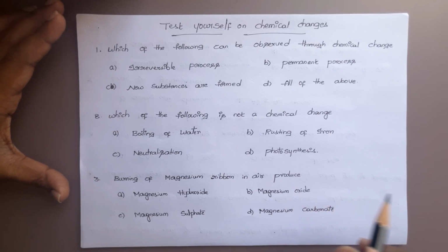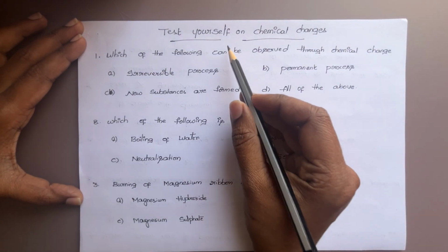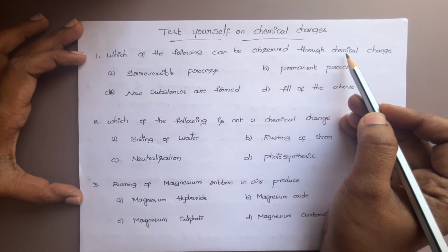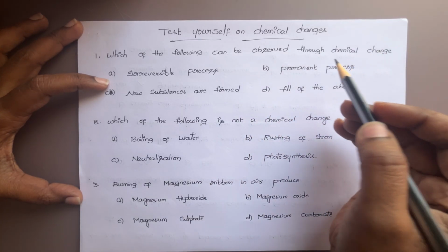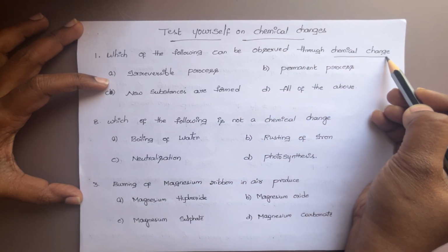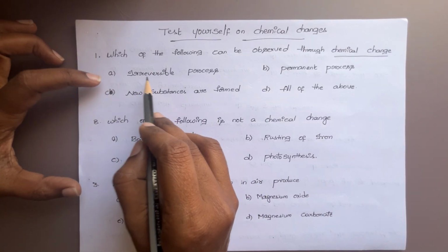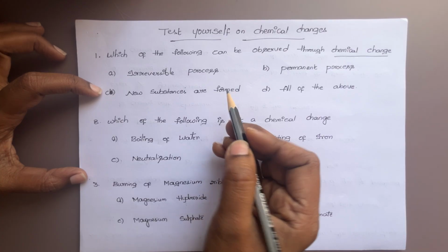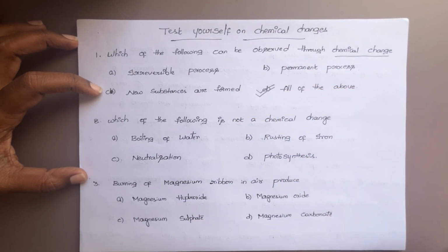Hello everyone, let us see answers for the test yourself on chemical changes. Which of the following can be observed through chemical change? Means they are asking the property of chemical change. It is irreversible, correct. Permanent, which is also correct. New substance is formed, correct. So the answer is all of the above.